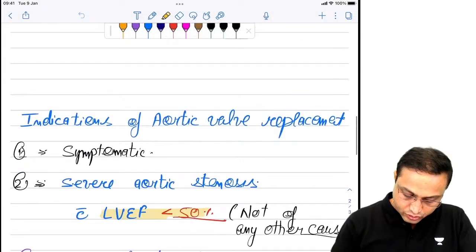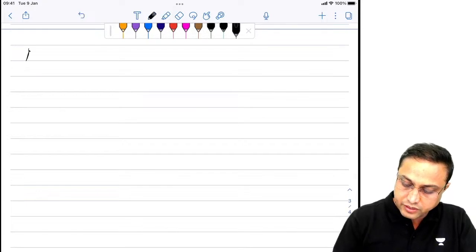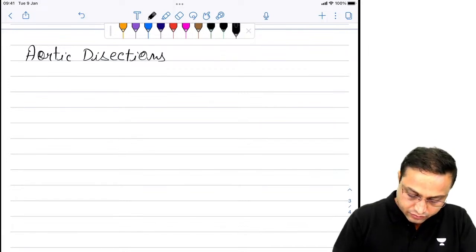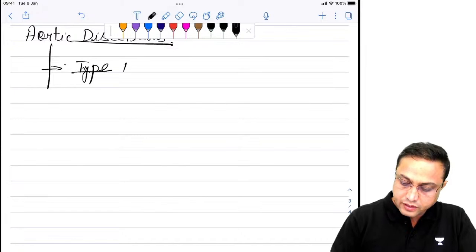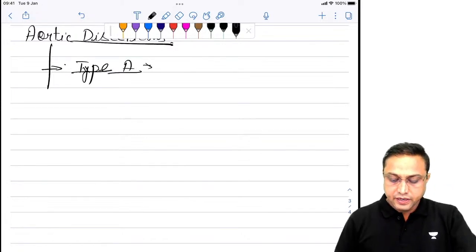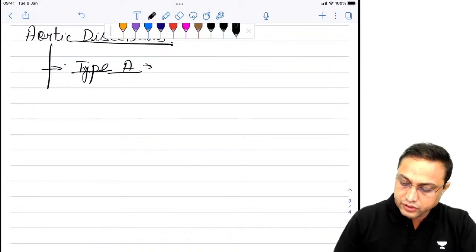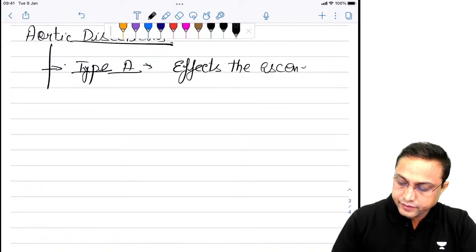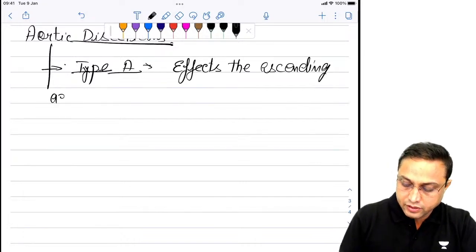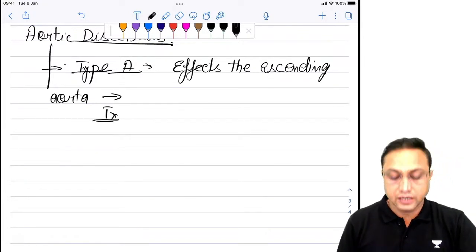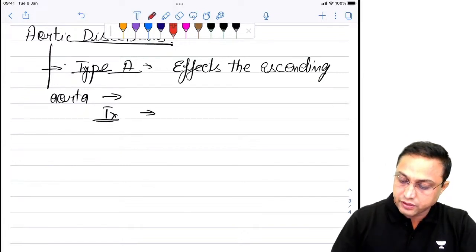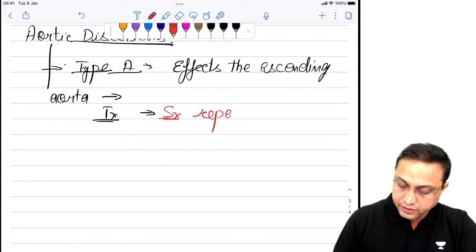This patient has aortic dissection, and it can be categorized into two types. First, type A. Type A affects the ascending aorta, and the definitive treatment for aortic dissection affecting the ascending aorta is surgical repair.